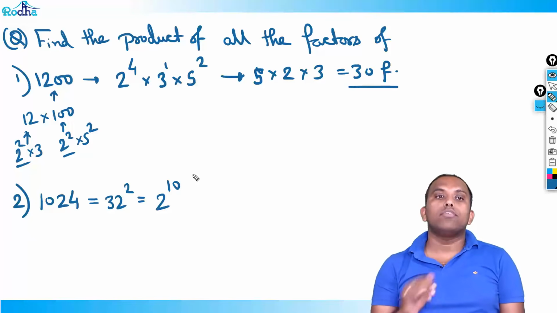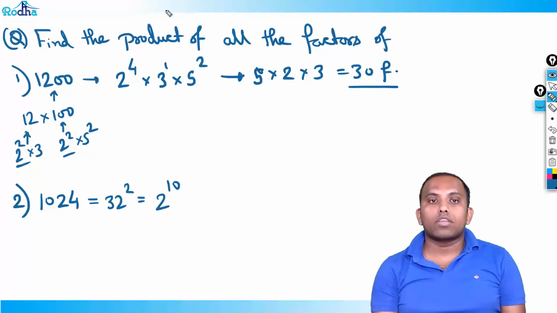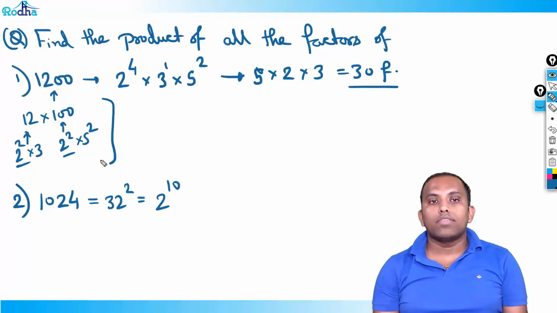1200 has got 30 factors, correct? Now, out of these 30 factors, what is the answer? The answer is always the product of all the factors, which is N raised to x by 2, where x is the number of factors.